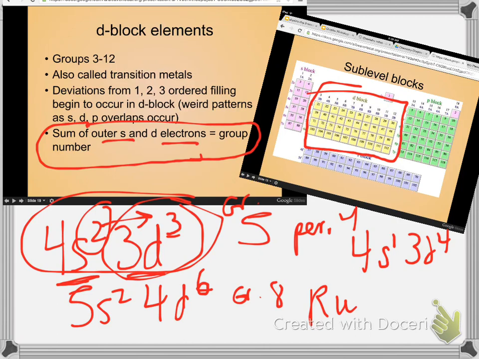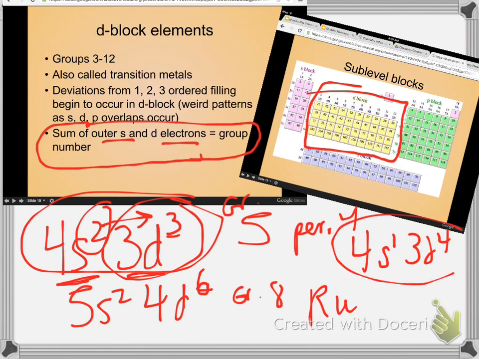I don't expect you to know that. Where that's going to come up is when we start doing a lot of compounds with metals, you'll understand better why the transition metals very often form more than one kind of ion. So iron, for instance, forms an iron 2 ion and an iron 3 ion. We'll get more into that later.